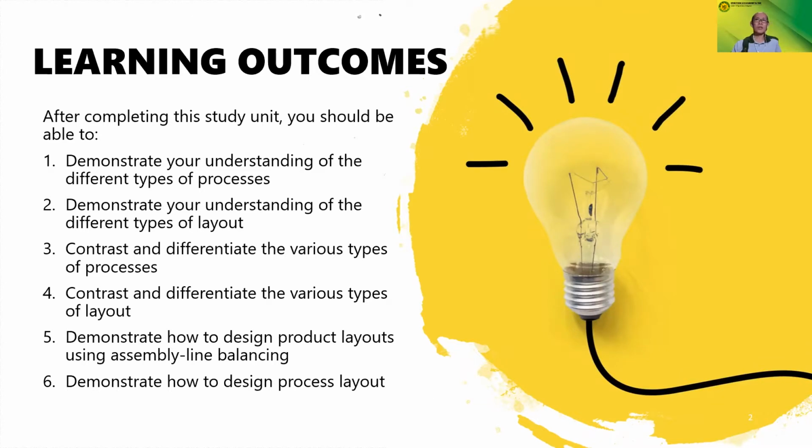After completing the study unit, you should be able to: number 1, demonstrate your understanding of the different types of processes. Number 2, demonstrate your understanding of the different types of layouts. Number 3, contrast and differentiate the various types of processes. Number 4, contrast and differentiate the various types of layouts. Number 5, demonstrate how to design product layouts using assembly line balancing. Number 6, demonstrate how to design process layouts.